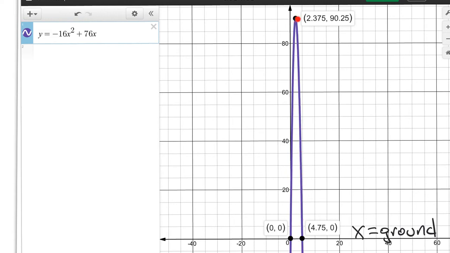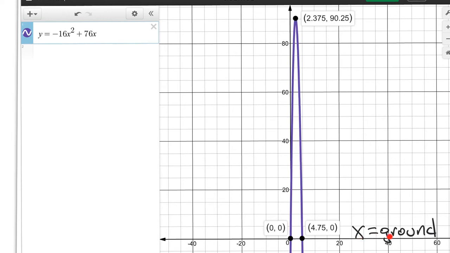Now look at the ball or the point up here. Nothing goes on top of this point because that's where the ball started to come down. So when it hit that point, it came down. So this here is your highest point, and the highest point is at 2.375 and 90.25. Now you have to make sense of the problem. You have to make sense of the numbers.